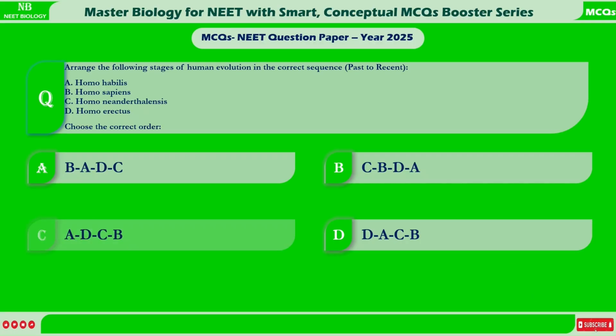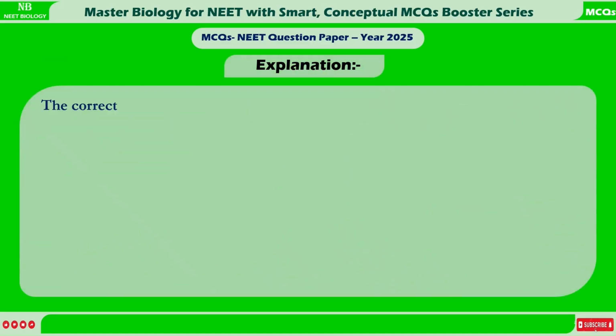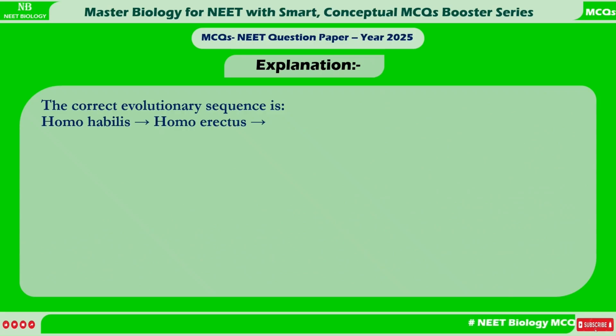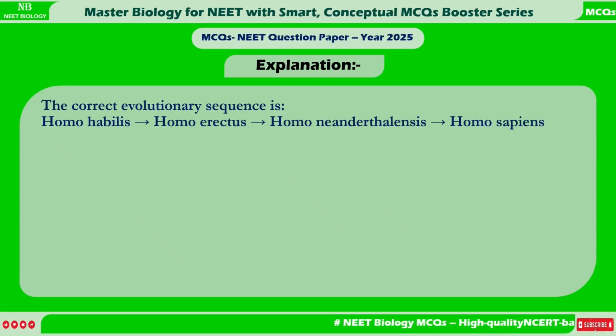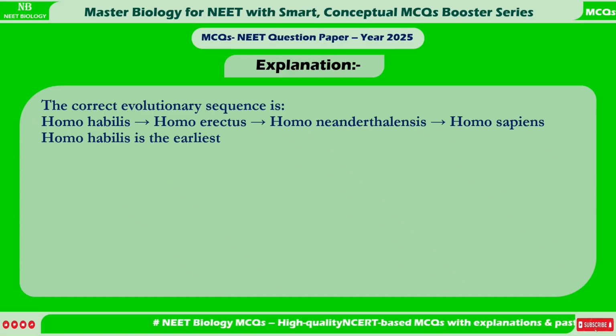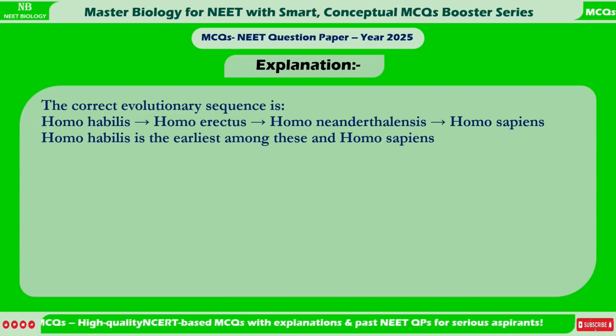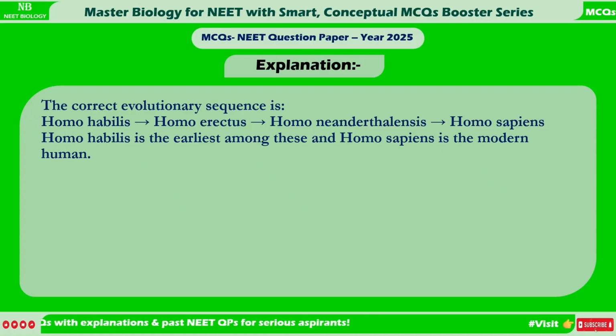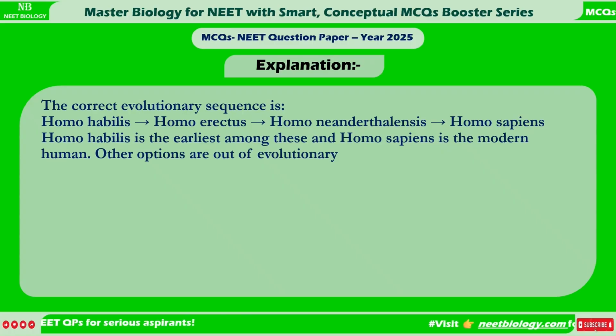Correct answer is C. ADCB. The correct evolutionary sequence is Homo habilis, Homo erectus, Homo neanderthalensis, Homo sapiens. Homo habilis is the earliest among these and Homo sapiens is the modern human. Other options are out of evolutionary order.